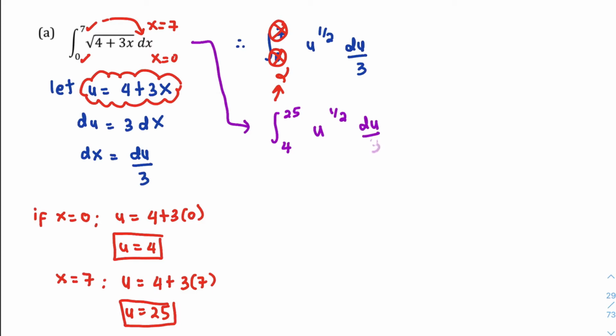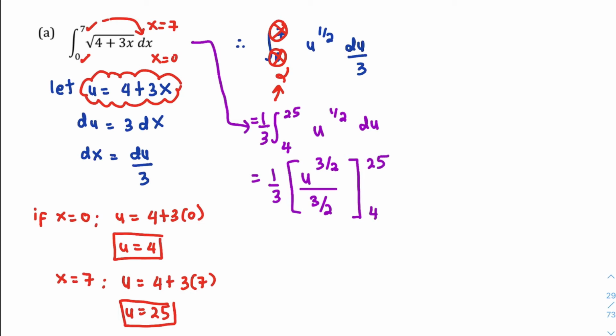Now the 1/3 you can factor out. Again, I want to emphasize that if you change your u, your limit also needs to change to be in terms of u. Then you just integrate. So 1/3 times the integral of u to the power of half gives u to the power of 3 over 2, over 3 over 2, between 4 and 25.